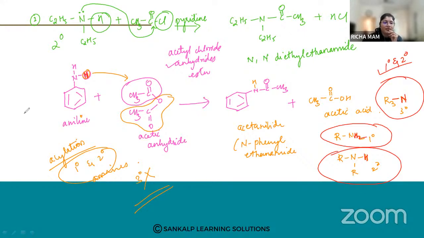Fine. Next, we have seen alkylation and acylation. Now, let us see the name reaction, that is the carbylamine reaction. Very important. Mark this as important, students. It is a 2-mark question. Carbylamine reaction, very important for 2 marks.